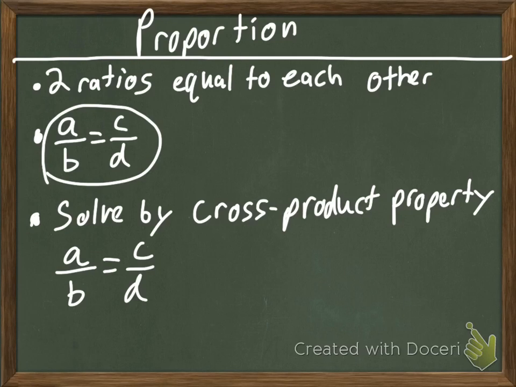And what that basically means is that we can take what's on the denominator of this fraction, multiply it across to the numerator of the other fraction, then take this denominator and do the same thing over here, so that we wind up getting AD equals BC. And that's how you solve your proportions.